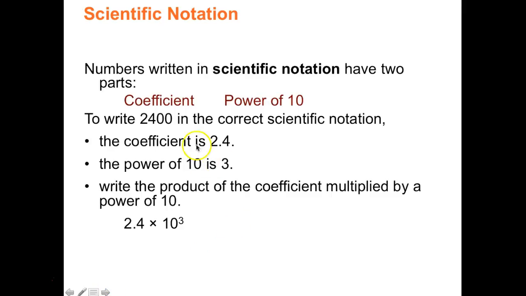So for example, if you were going to convert 2400 into scientific notation, even though you don't have a visible decimal point, you imagine the decimal point to be here. Then you move the decimal point 3 places to the left: 1, 2, and 3. This is a number greater than 1, therefore the exponent is positive. So 2.4 times 10 to the power 3.